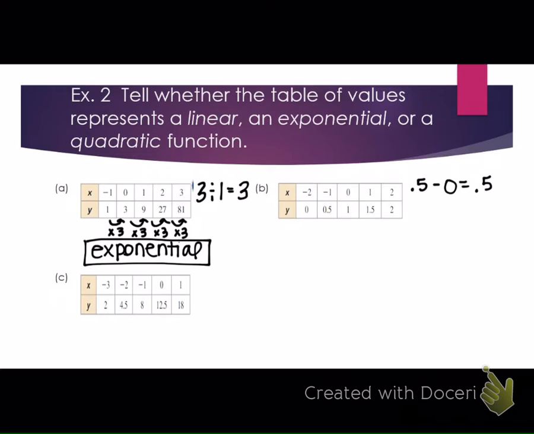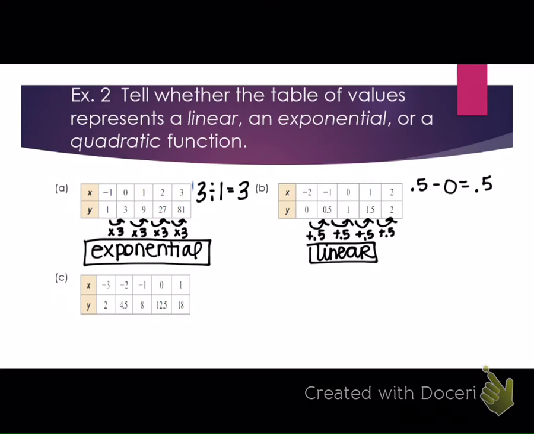Now I'm going to see if adding 0.5 all the way across this chart will give me the next number. So 0 plus 0.5 is 0.5. 0.5 plus 0.5 is 1. 1 plus 0.5 is 1.5. And 1.5 plus 0.5 is 2. So this chart has a common difference, which makes this a linear function. All right, hopefully you're with me so far.